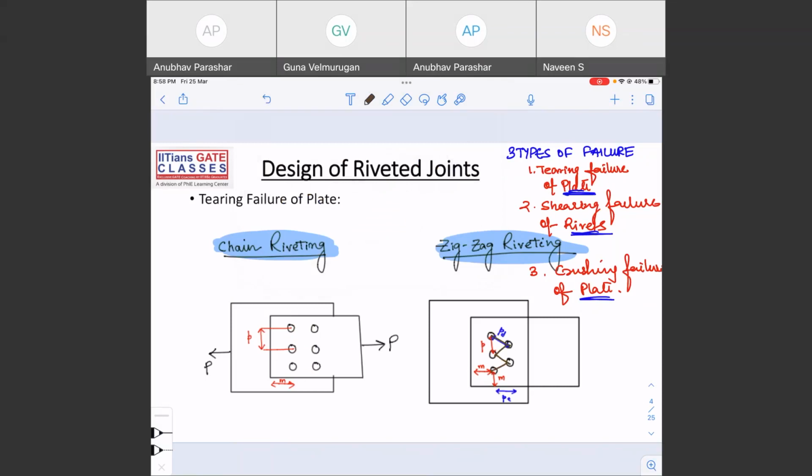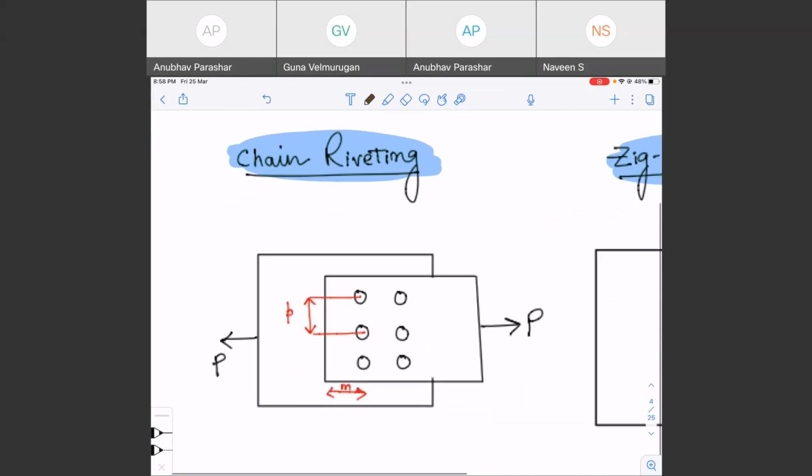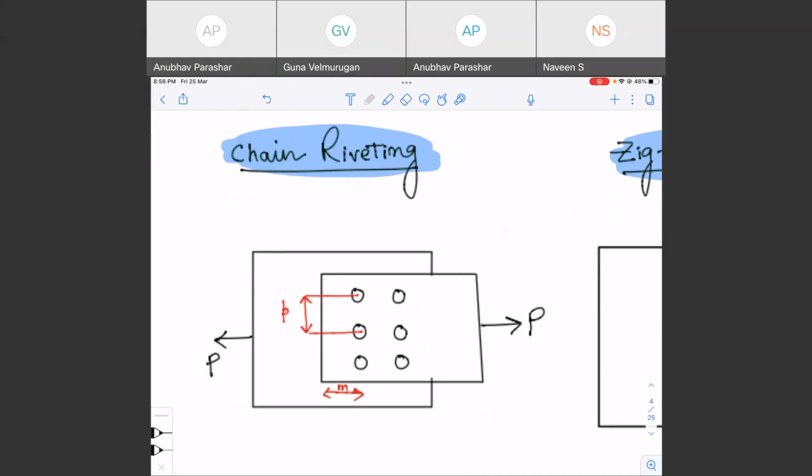So let us see some of the terms. What is this P? This P is called pitch. P is the pitch, right? That is the distance between two rivets is called pitch. The distance between two rivets is called pitch.